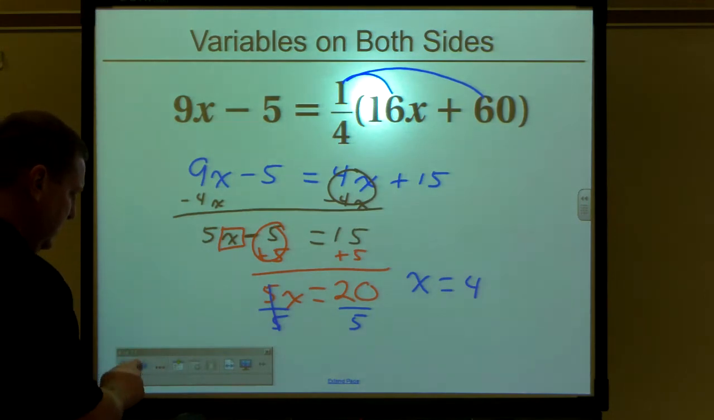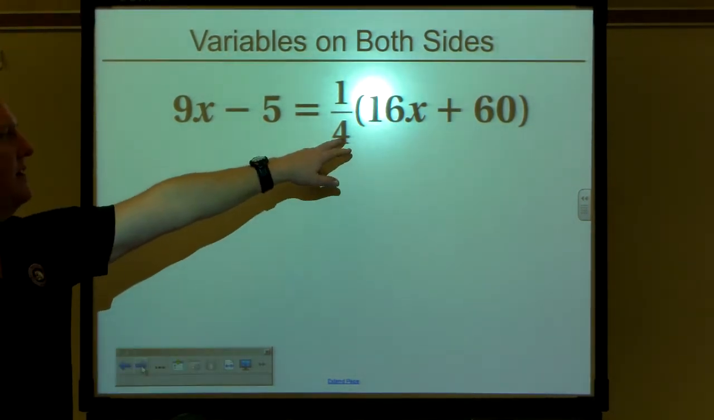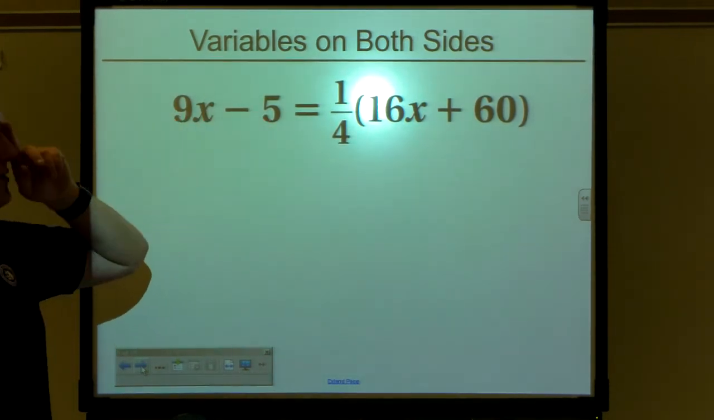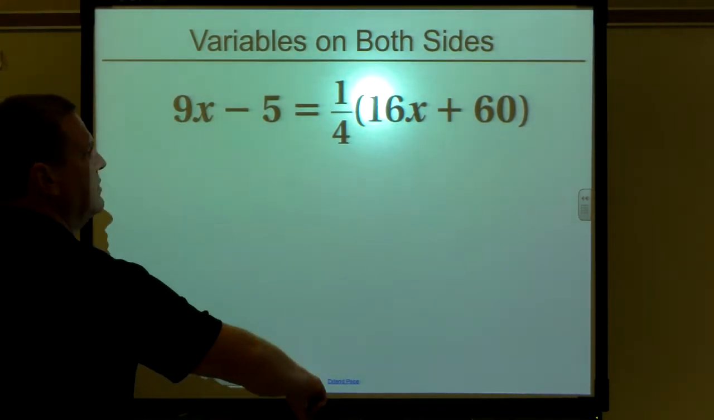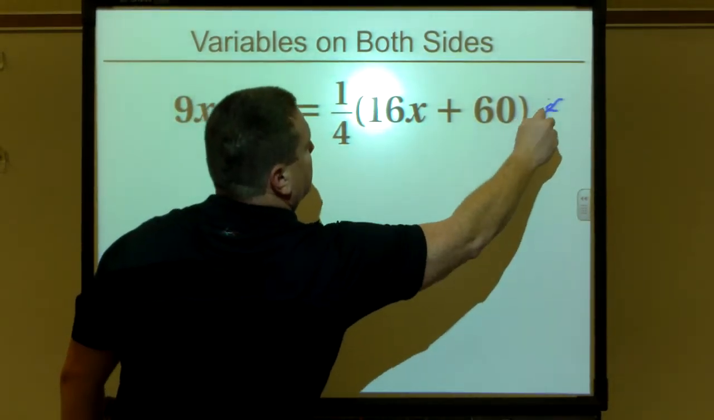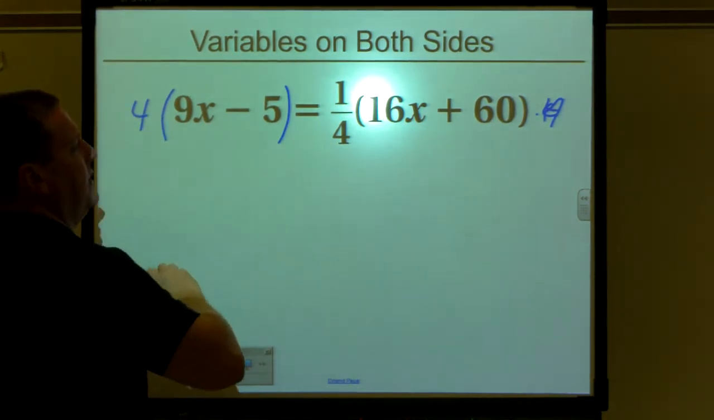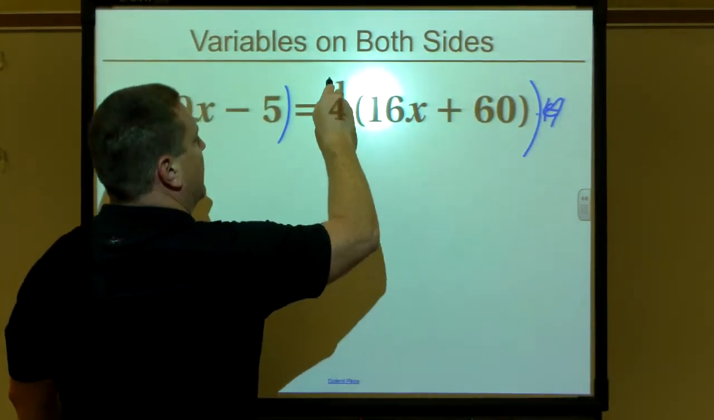Okay, so on the next option, I'm going to show you how to clear this fraction out, or use a reciprocal actually, multiply by the reciprocal. And the reciprocal of 1/4 is just 4. So I'm going to times by 4. Times by 4 there, times by 4 here. I'm multiplying the entire thing by 4.